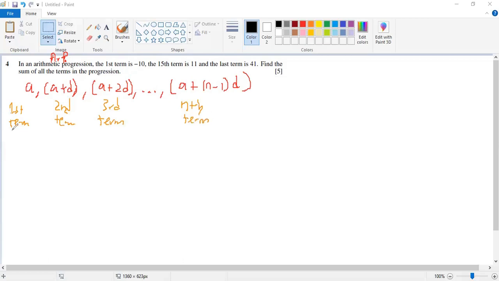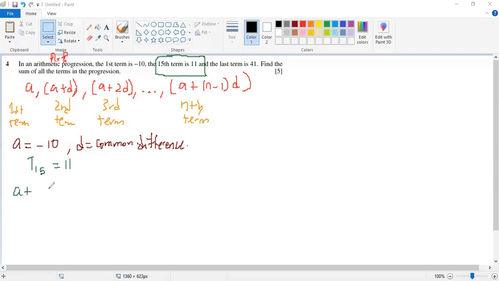So we have a given as the first term, -10. The common difference is d. Please take note, d is the common difference. Let's do the 15th term is 11. So T15 is 11, which will be a plus 14d equals 11. n minus 1, 15 minus 1 is 14. Easy to remember it like that.